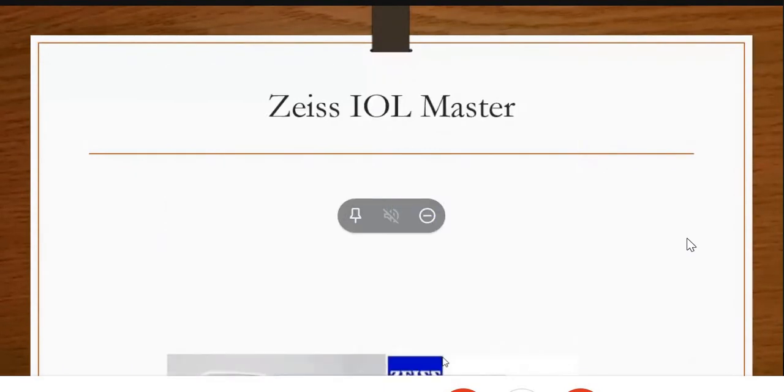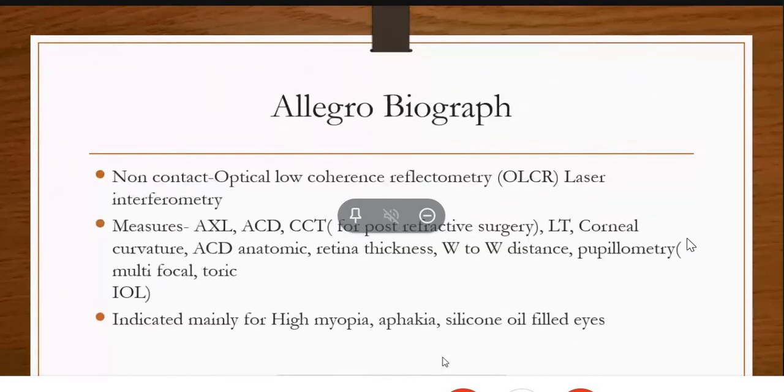So next is the Allegro biograph. This is the next to IOL master. This is a widely used biometer. It is using a laser interferometry principle. It measures the axial length and it gives the anterior chamber depth value. Also, it gives the corneal thickness. So mostly for the post LASIK cases, corneal thickness is very important.